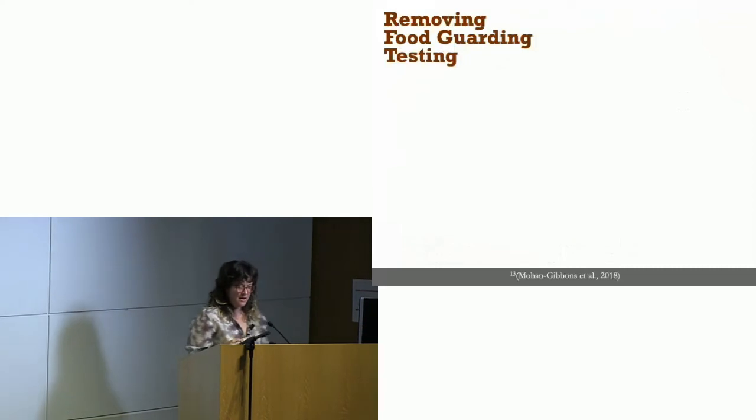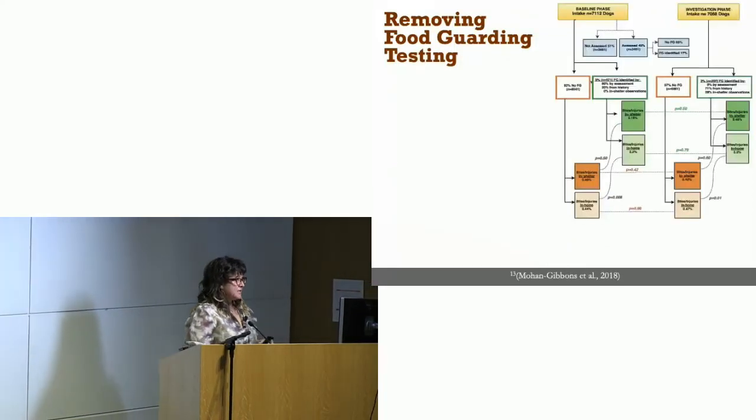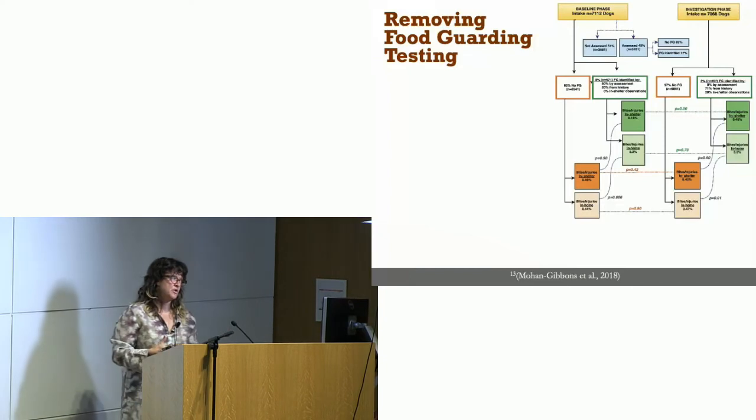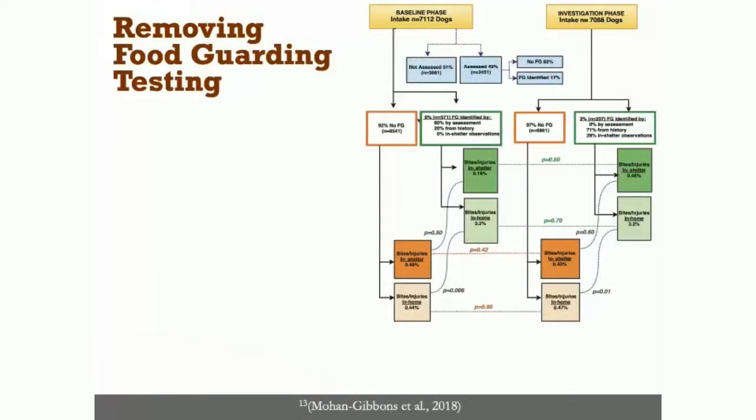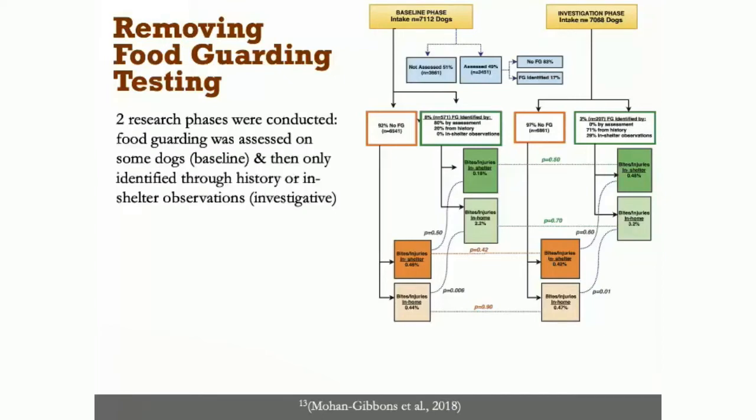So the last bit of research I want to chat about is what's been done to look at removing the food guarding test. This is, again, work that was done by Heather Mohan-Gibbons and colleagues back in 2018. The diagram here, I leave it for you because there's so much to dig in on. But essentially the setup to this study was that there were two different phases. There was a baseline phase where they were able to assess a big group of dogs and identify what percentage of those had food guarding and those that didn't. And then based on that, they looked at the two groups.